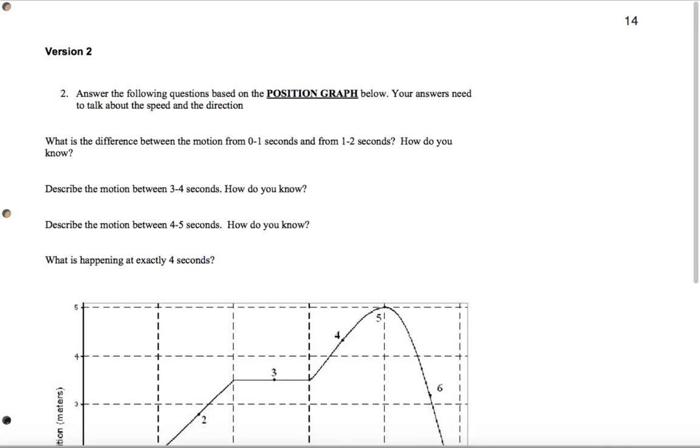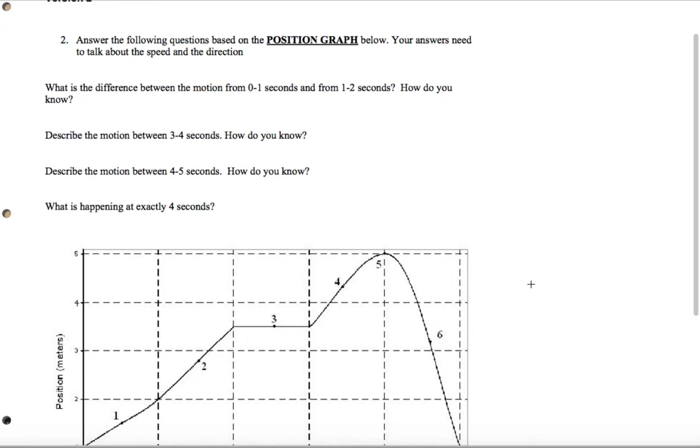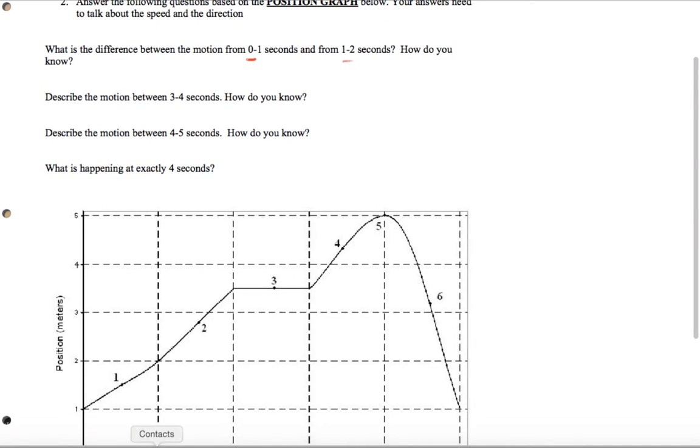All right. Now for this next set, we're going to look at the graph. So what's the difference between the motion between 0 and 1 seconds and 1 to 2 seconds? Well, let's look. Here we have one slope, and here we have another slope. So what I would say is from 0 to 1 seconds, we move slower than 1 to 2 because the slope gets steeper. That would be good enough for me.